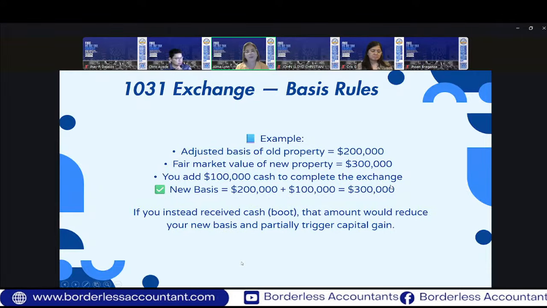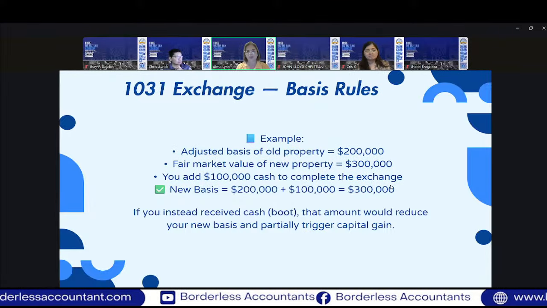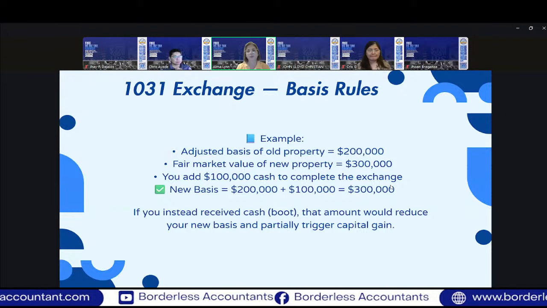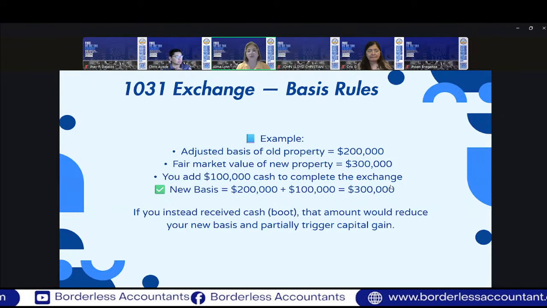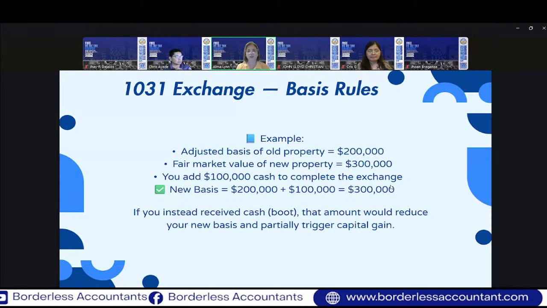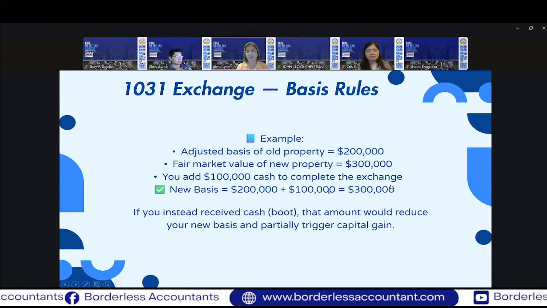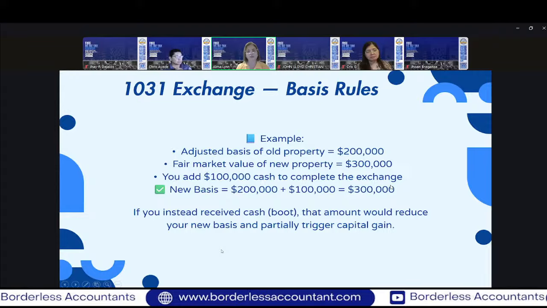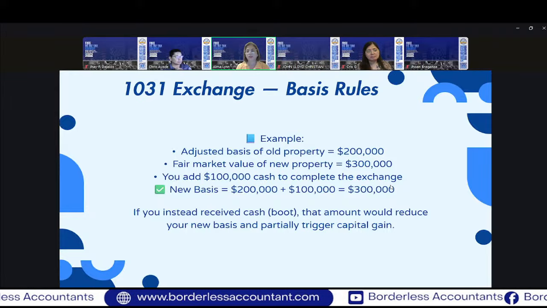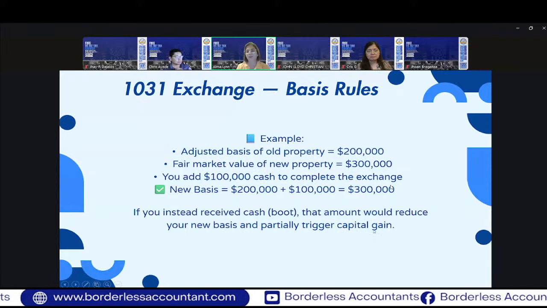For example, the adjusted basis of the old property is $200,000. The fair market value of the new property is $300,000. You add $100,000 cash to complete the exchange. So the new basis will be 200 plus 100, which equals $300,000. If you instead receive cash or boot, that amount would reduce your new basis partially, which will trigger capital gain.